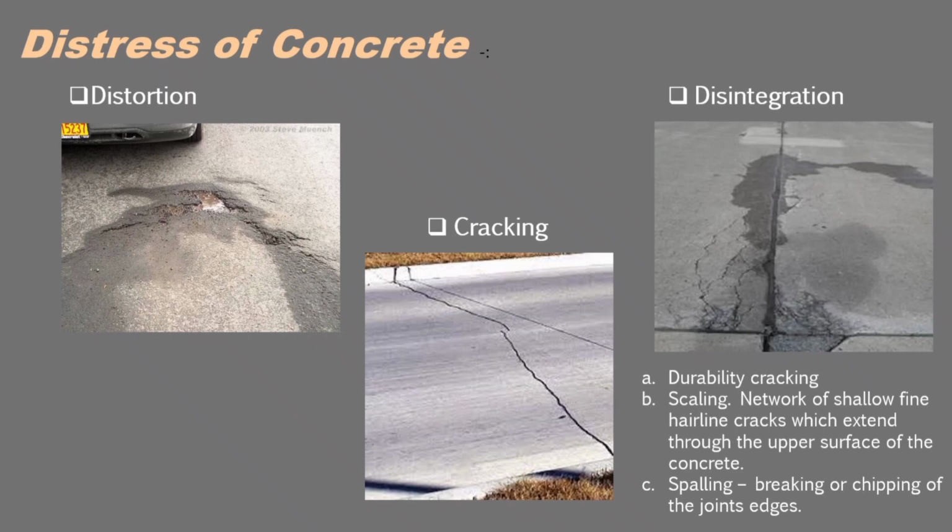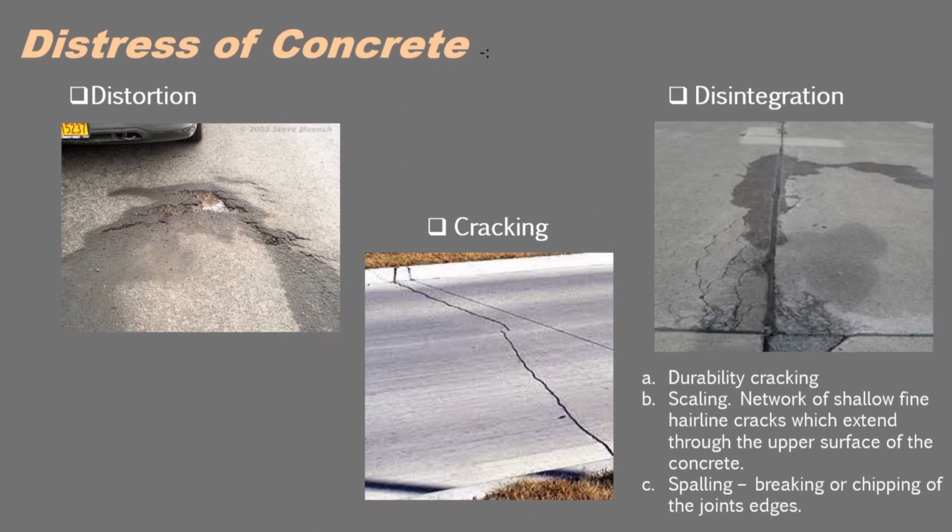There are also distortions of concrete. This includes distortion and cracking, like what I mentioned a while ago. And disintegration occurs in the form of durability cracking, scaling, or spalling as the result of mix design or construction related problems. Durability cracking results from freeze-thaw action. Scaling is a network of shallow, fine hairline cracks which extend through the upper surface of the concrete. This is the result of deicing salt, improper construction, freeze-thaw cycles, or steel reinforcement too close to the surface.